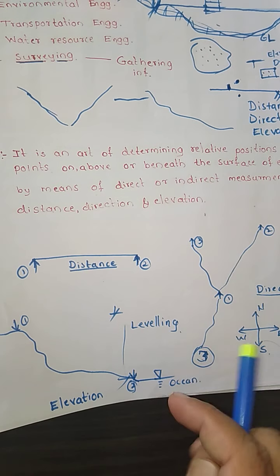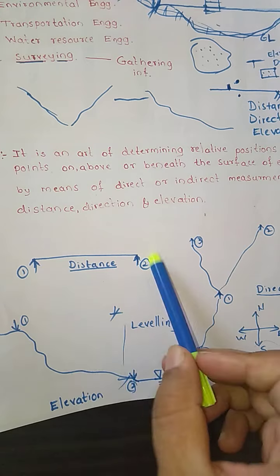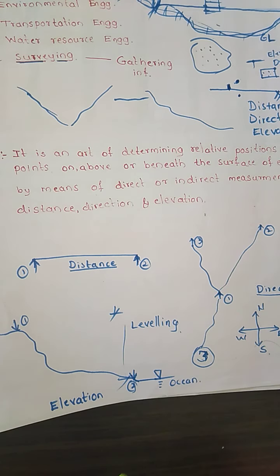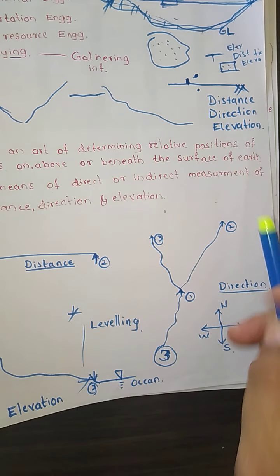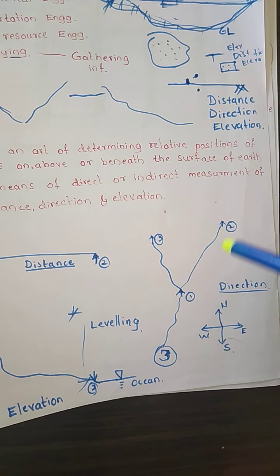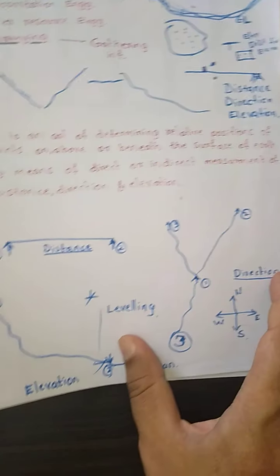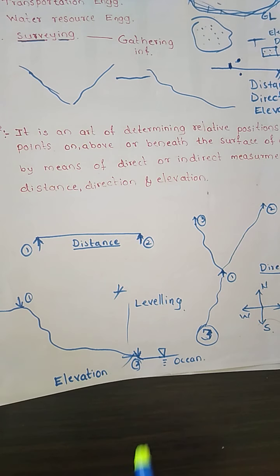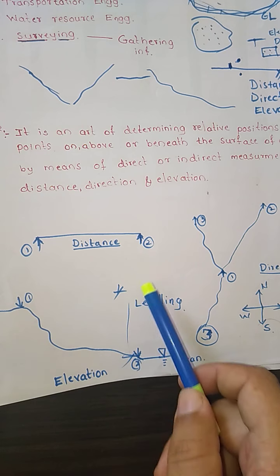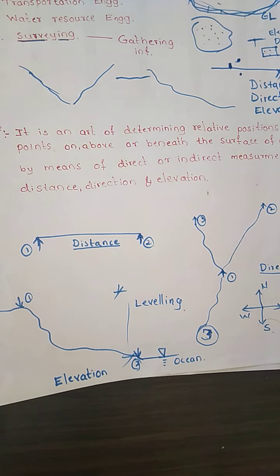So this is the diagrammatic representation of distance. How are we going to measure it? By using the tape or chain. If the distance is too large, then we may use a total station. Then direction, we are going to determine the relative position of points with the direction by having the compass. And then elevation, we are going to determine the difference between the 2 points in terms of elevation by using the leveling. So this is what the definition of surveying is.